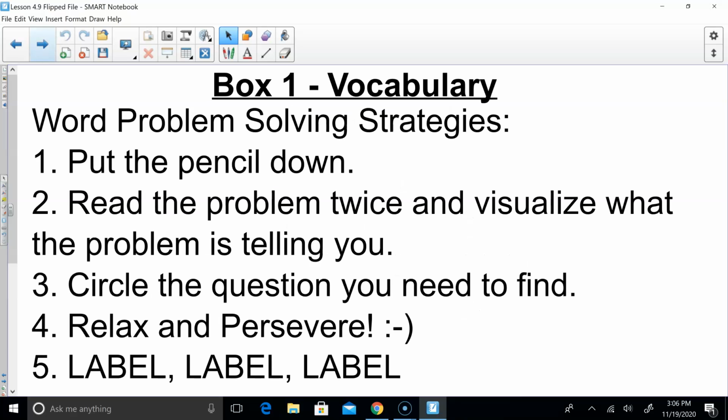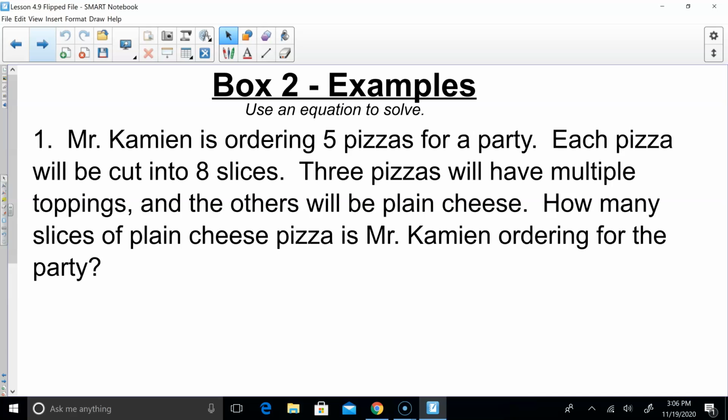So our vocabulary, don't need to write this down, as you know. Our strategies for word problem: put the pencil down, read the problem twice and visualize what the problem is telling you, circle the question, you define, relax and persevere, you got this, and label, label, label. So with that, let's dive into some examples today.